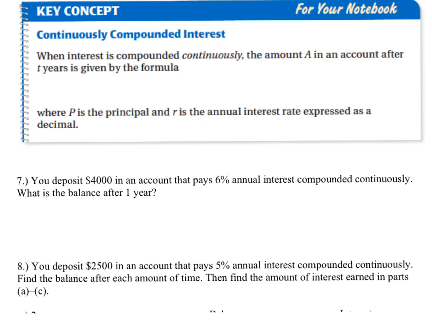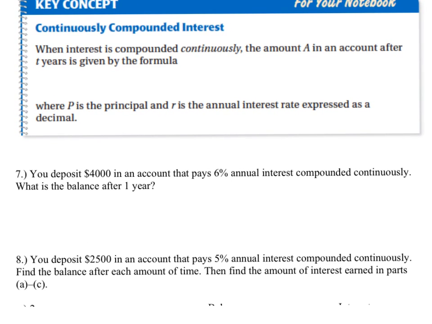So one of the main reasons that we're talking about e, especially in this chapter, is to take a look at how we can use it with compound interest. Continuously compounded interest means that your interest is compounded continuously. The amount A in an account after t years would be given by the formula: your total amount will equal your principal times e to the rt power.